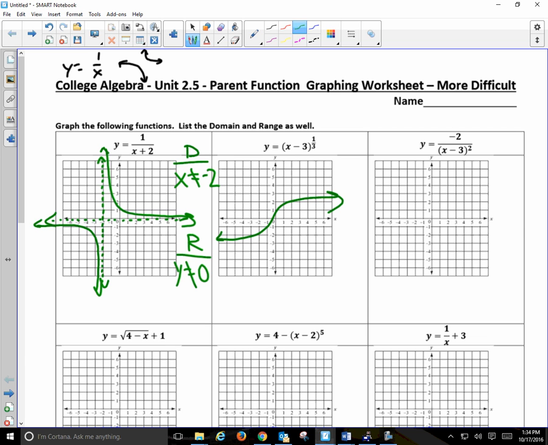So this will shift what? 3 to the right. Domain, all real numbers. Range, all real numbers.